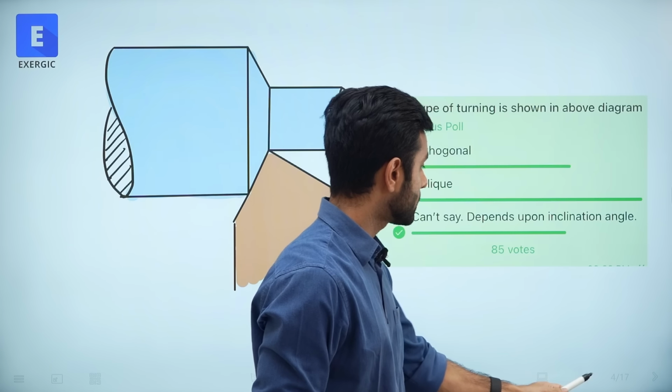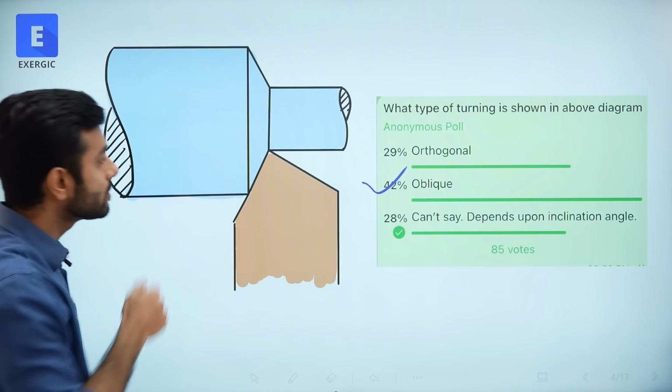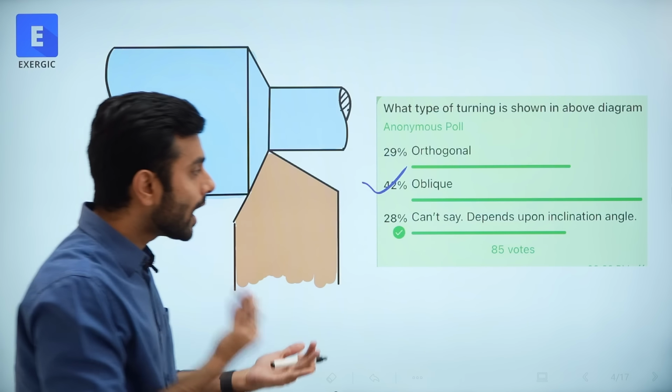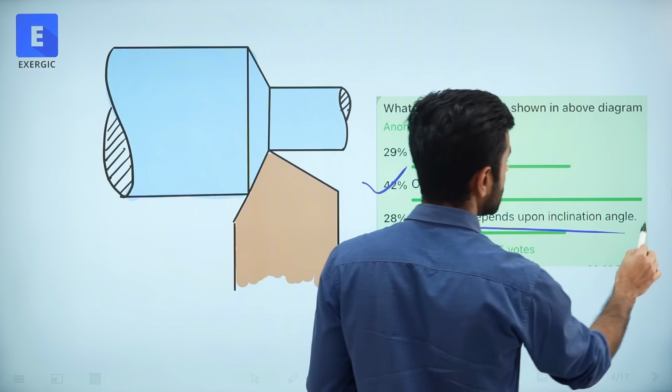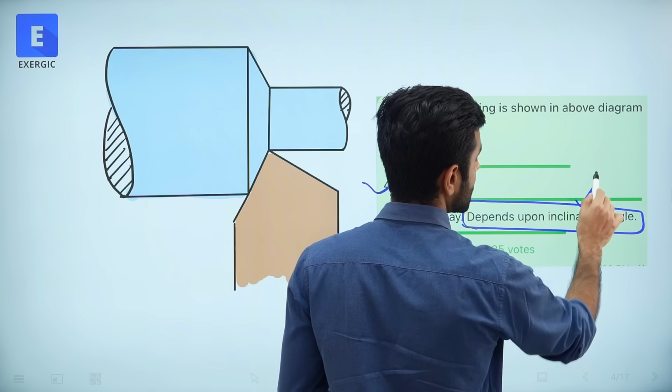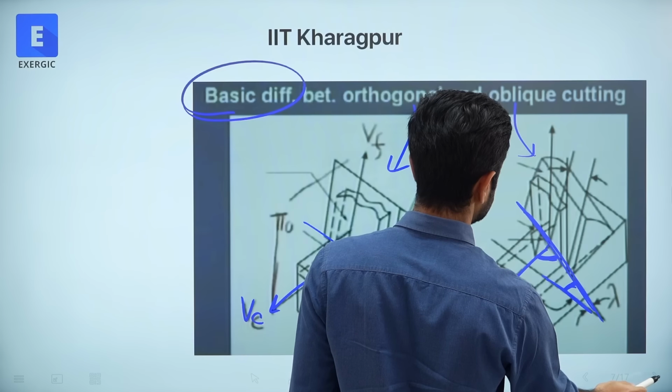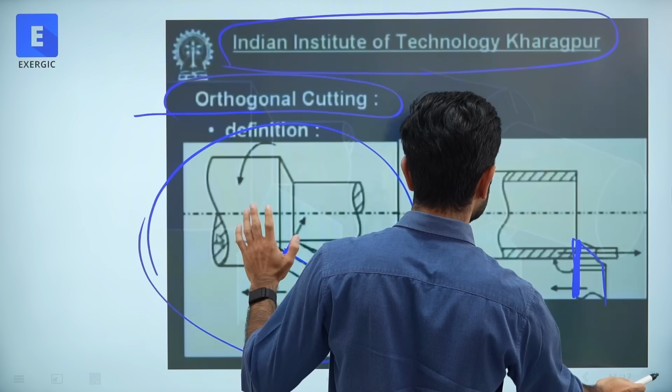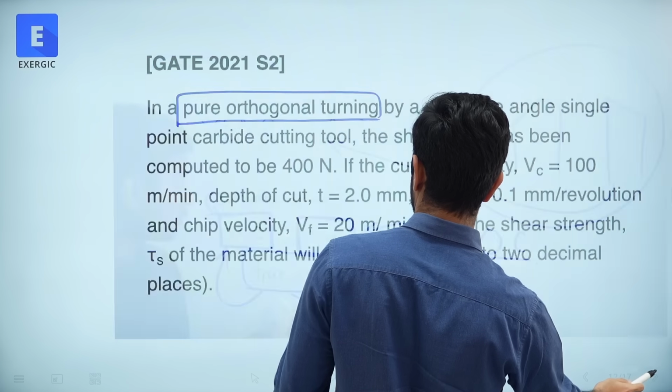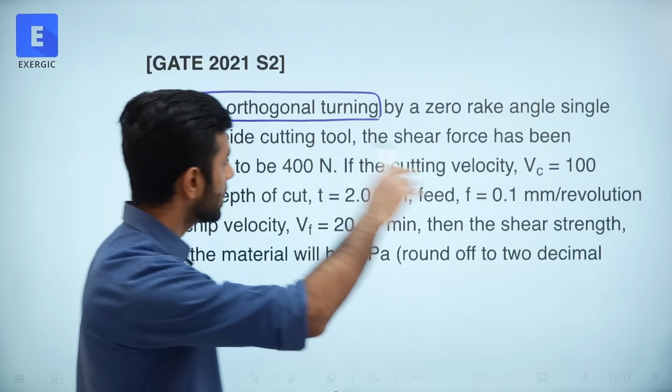And this view does not even show you the inclination angle. So how can you decide? It will depend upon the inclination angle, and that's why you need to look at the other data. Got the point? I am coming to PYQs. I know there are some PYQs which you feel are confusing, so I'll come to that.